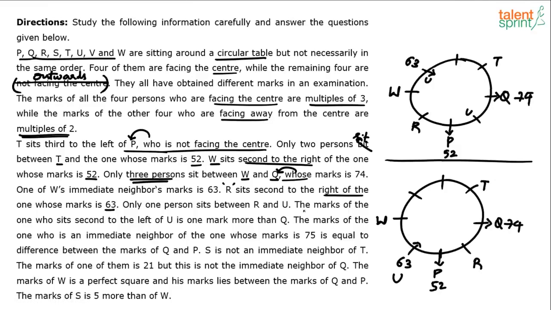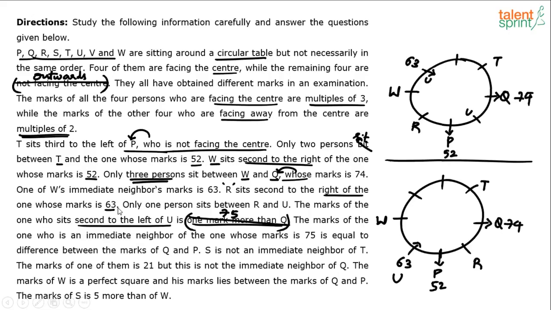Now next point. This is done. Only one person sits between R and U. The marks of the one who sits second to the left of U is 1 mark more than Q. First of all, let us find out who is second to the left of U. See, Q has scored 74 marks. 1 mark more than Q means what? 75 marks. So instead of saying this, I can say 75. The marks of the one who sits second to the left of U is 75. Q plus 1, 75.